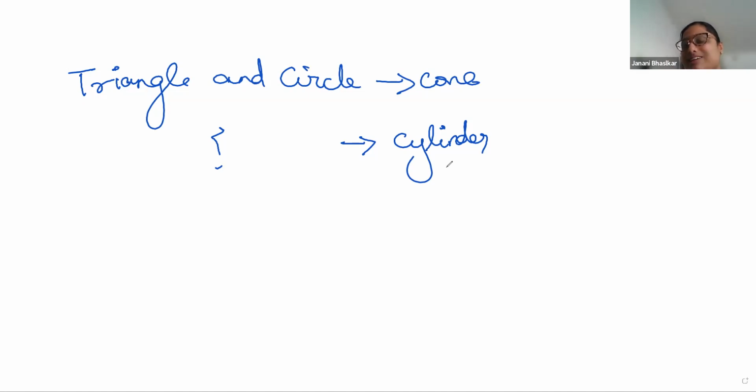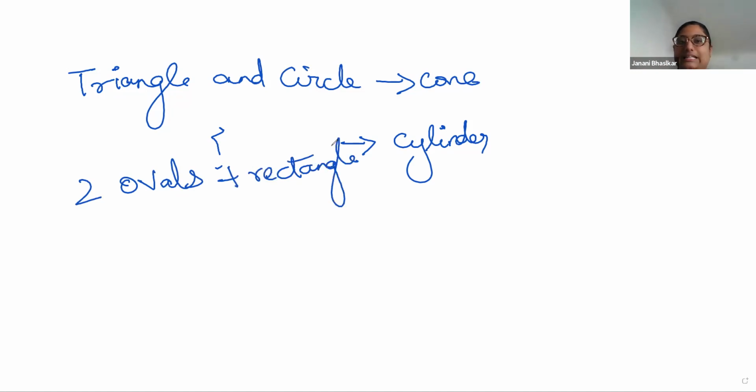Oval. So what all the things that you require to frame a cylinder? Two ovals and a rectangle. Very good. Two ovals and one rectangle is what we need to form a cylinder. Okay, fine. Now, see, what I gave you is an example, right? I gave you an example of how a cone is formed.